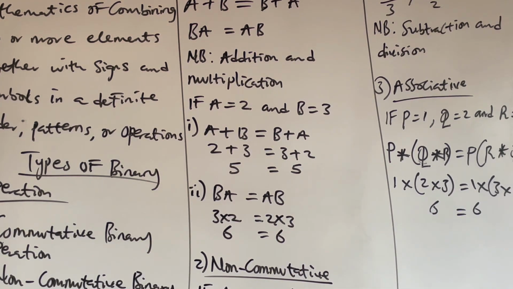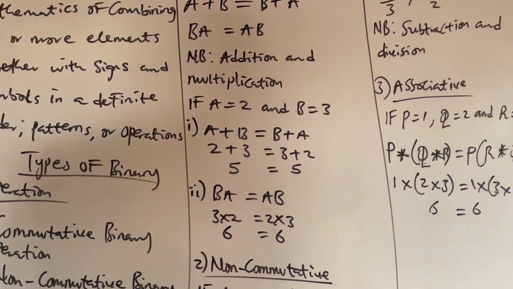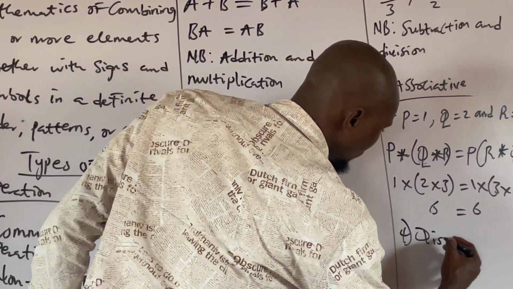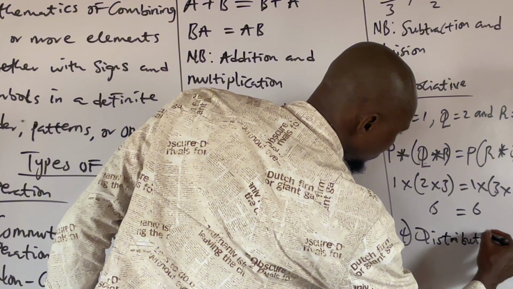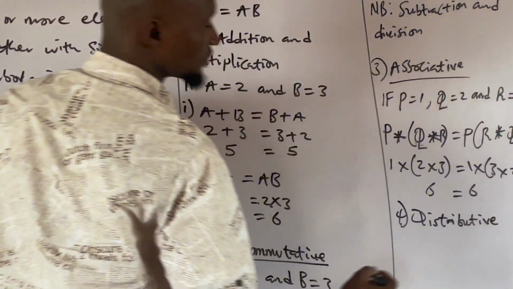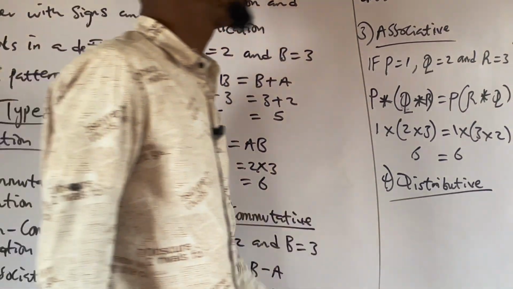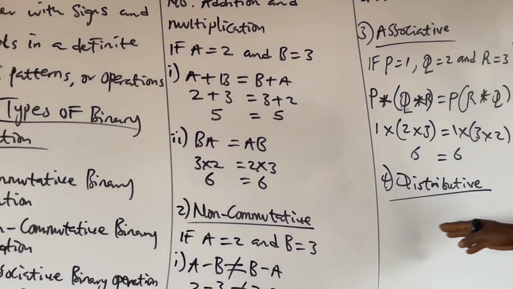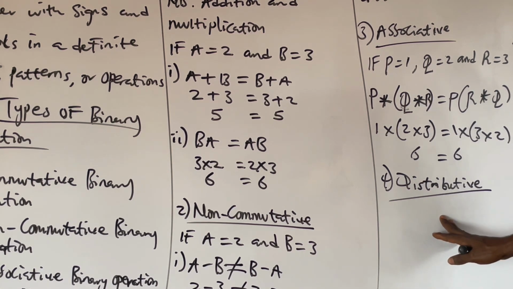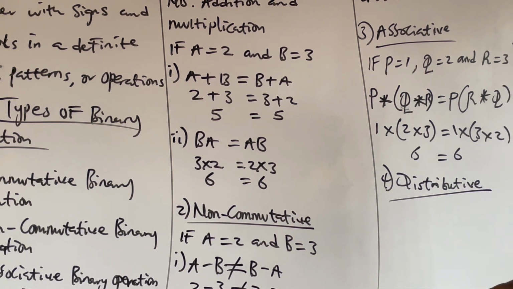Last but not the least, distributive. Distributive binary simply means spreading variables or elements over another, when separated or combined. You get the point now?